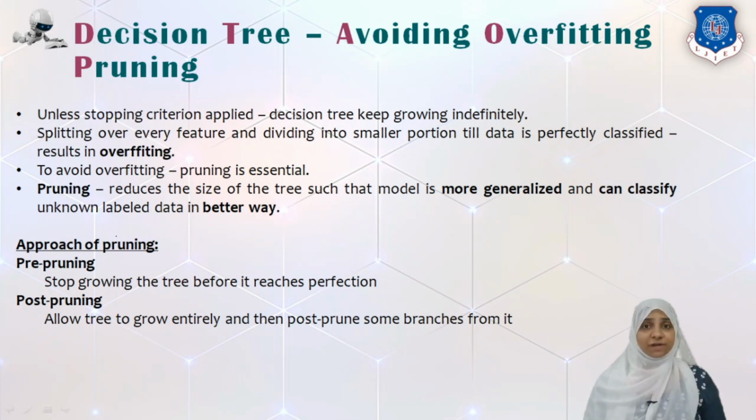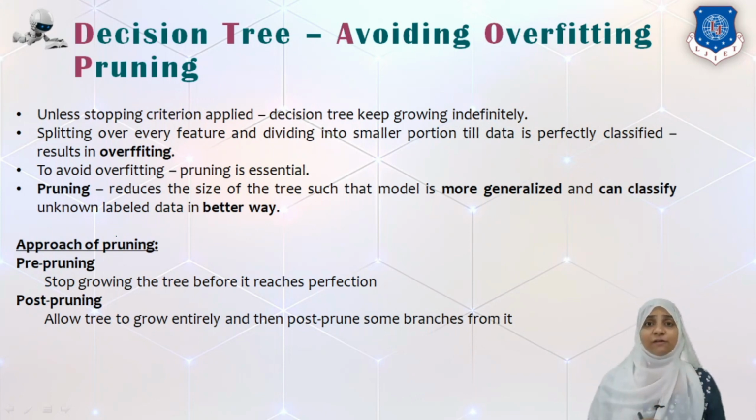There are two different approaches to prune a decision tree: pre-pruning and post-pruning. In pre-pruning, we stop growing a tree before it reaches perfection. That means before the tree grows completely, we apply some stopping criteria in between, such as a minimum threshold entropy or minimum information gain, in order to split a particular branch or not.